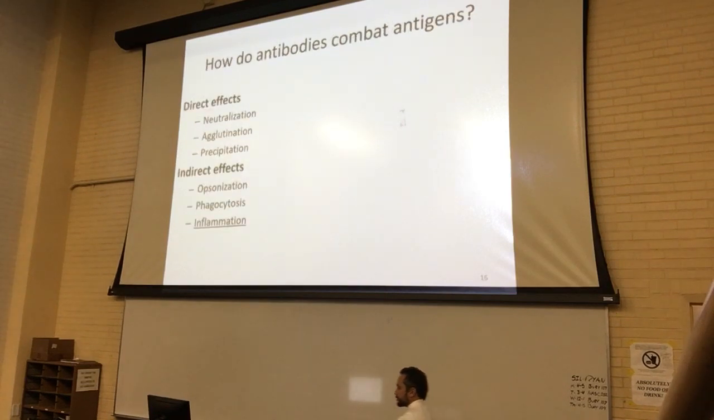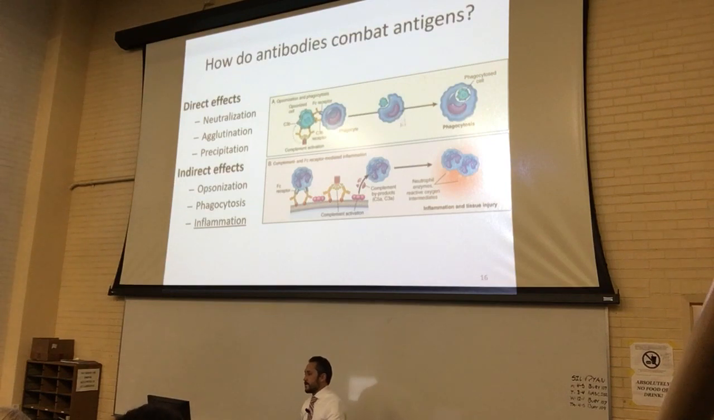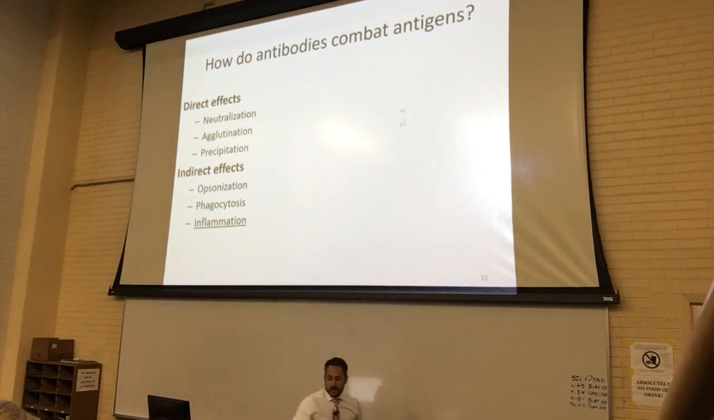Okay. So how do antibodies combat antigens? They can do this in two different ways, either directly or indirectly. So with our direct response, we've got neutralization, agglutination, and precipitation. Okay, so neutralization, oh, this was a little premature, sorry. Neutralization is referring to the fact that it binds and blocks the activity.